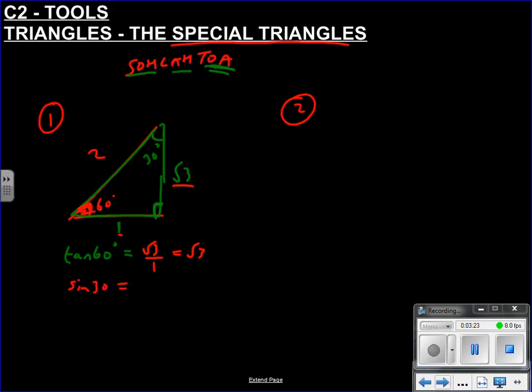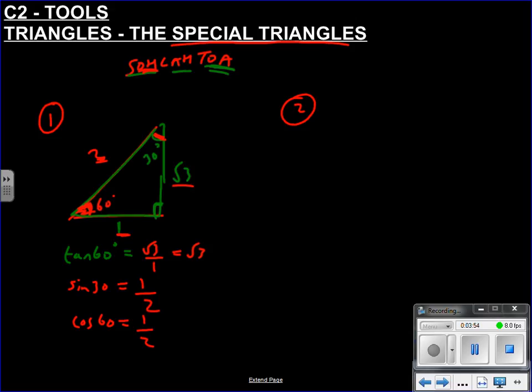Sine 30, what's that the same as? Well, there's 30. Sine is opposite over hypotenuse, so sine 30 is a half. What's cos 60? Well, that's adjacent over hypotenuse, so that's a half as well. Sine 30 and cos 60 are both a half. That makes sense because their graphs are translations of each other.